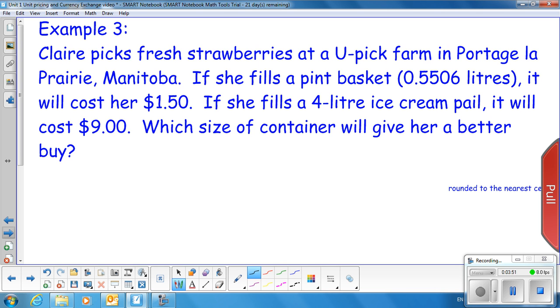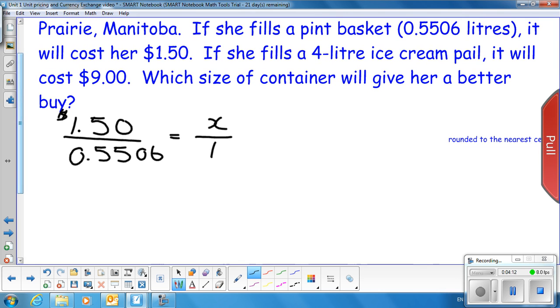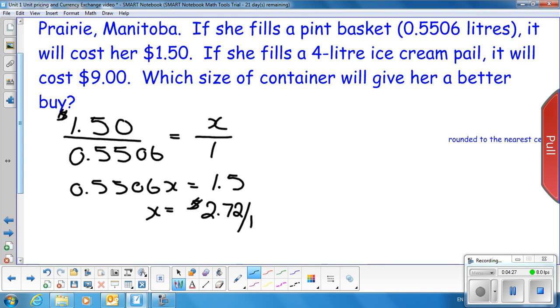So if we start with the first one, it costs us $1.50. We need to make sure that our units are the same, so we're going to do liters in the bottom. So it's $1.50 for 0.5506 liters. We want to know how much for 1 liter. Cross multiplying, we end up with 0.5506x equals 1.5, or x equals $2.72 for 1 liter.